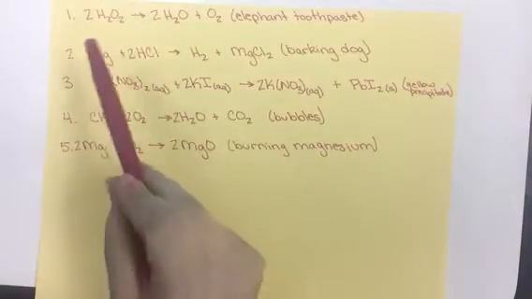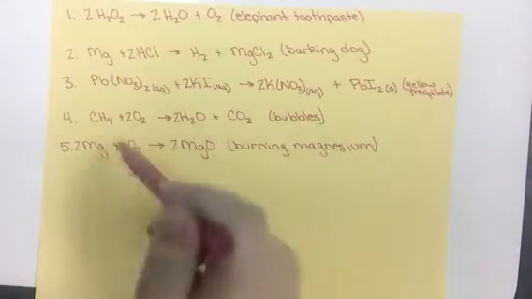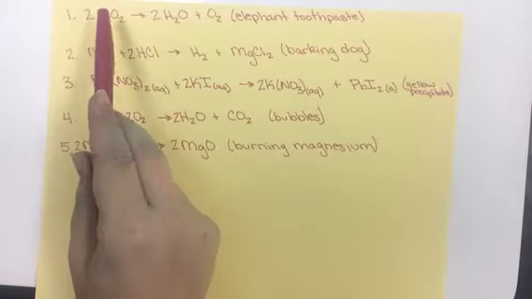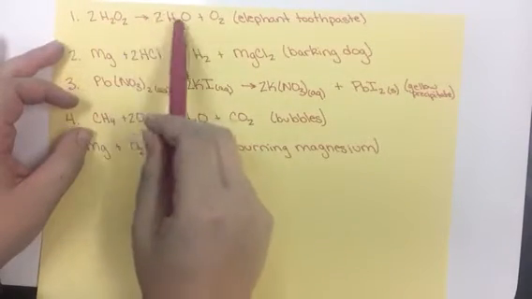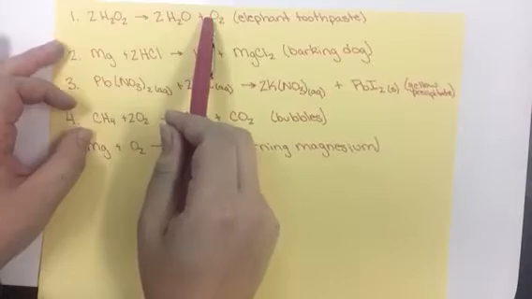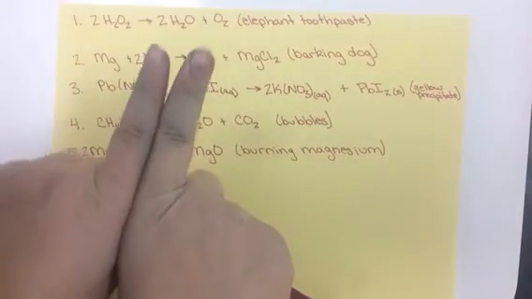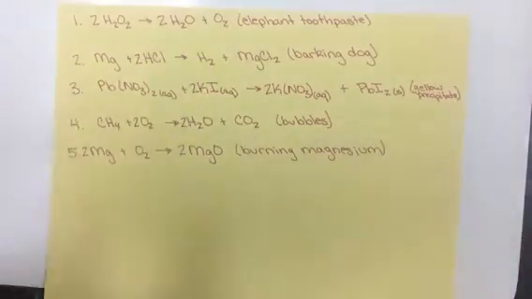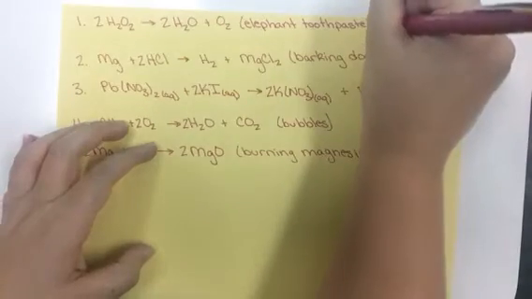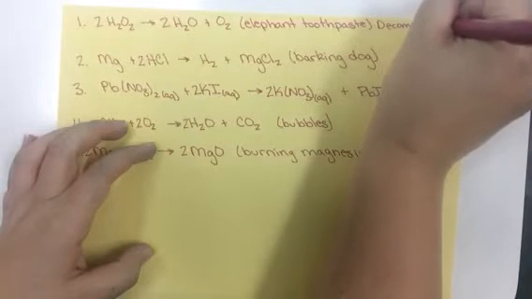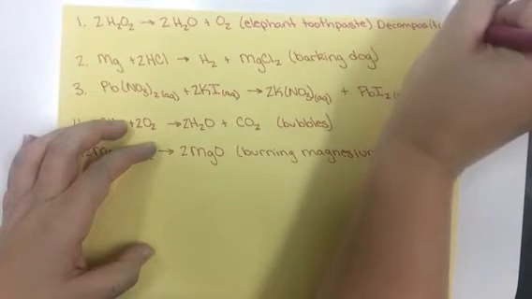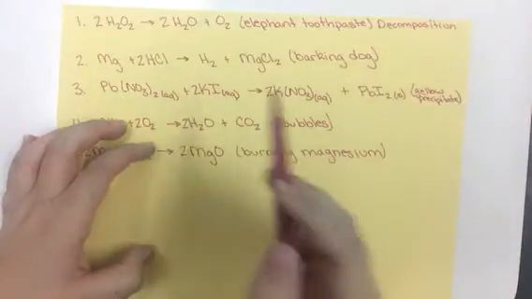Okay. The first step is just counting how many reactants and products you have. So I have one reactant, I have the hydrogen peroxide, and it yielded 2 products. So one reactant, 2 products means that this is decomposition. Breakdown.